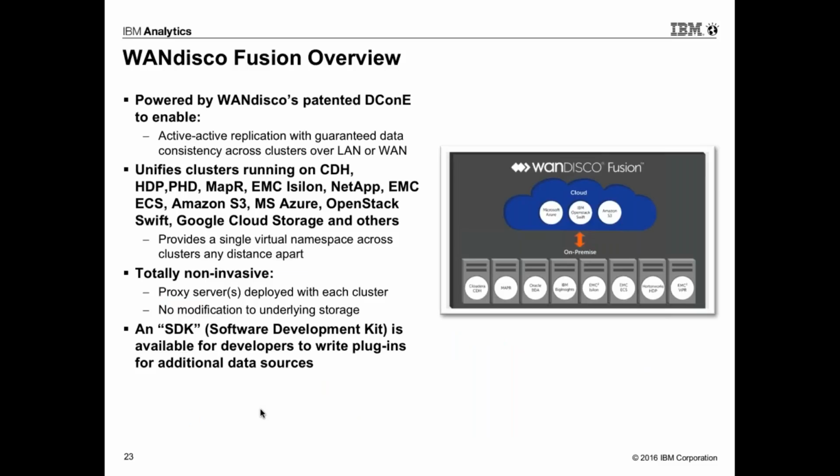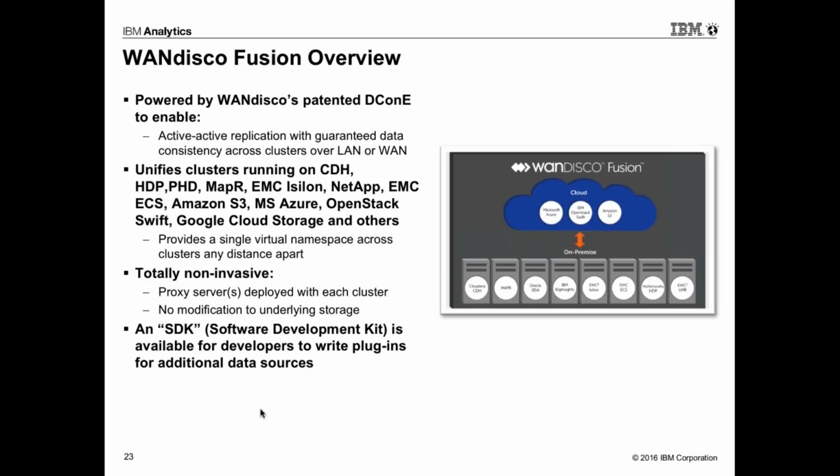Yeah. So this is the patented DConE technology that enables active replication with guaranteed data consistency over clusters, using LAN or WAN, both. And as I already discussed, it is all about there being no vendor lock-in. You can use MapR or one of the other cloud or cluster providers, and then you can use EMC Isilon or Amazon S3 or Microsoft Azure or Google Cloud Storage or IBM, or whichever technique you want to use.